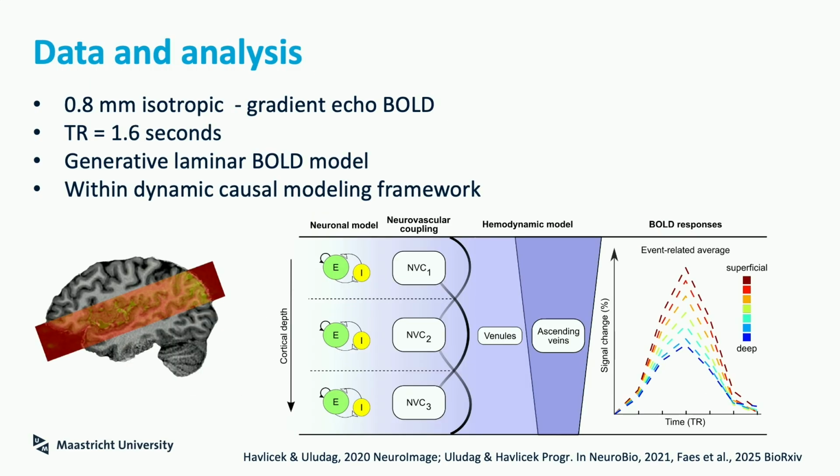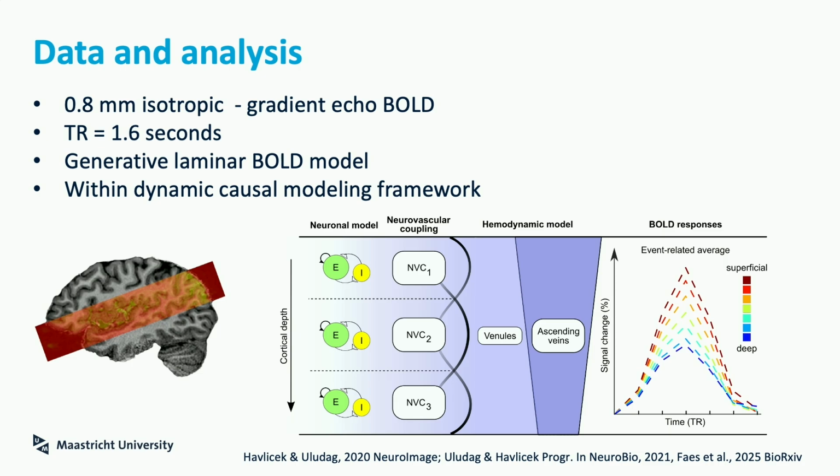Now, the type of data that we collected is sub-millimeter resolution data, so 0.8 millimeter isotropic, and we collected this with gradient echo BOLD data, which is, for high-resolution fMRI, a nice way of collecting a lot of coverage of the brain. But what is also a little bit problematic in this type of data is that it is biased towards the unwanted macrovascular contribution of the vascular architecture.